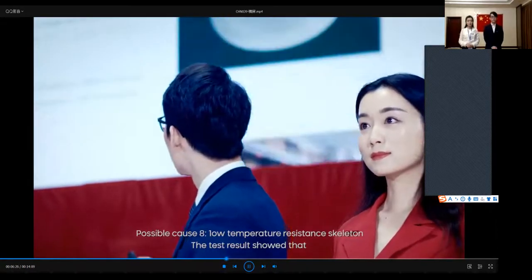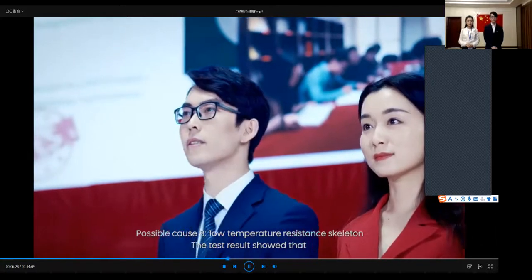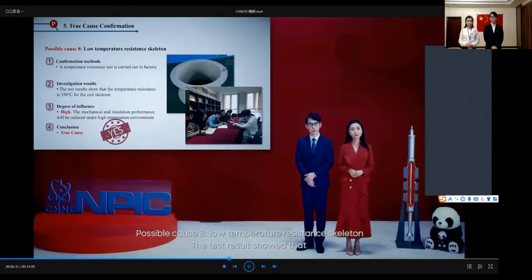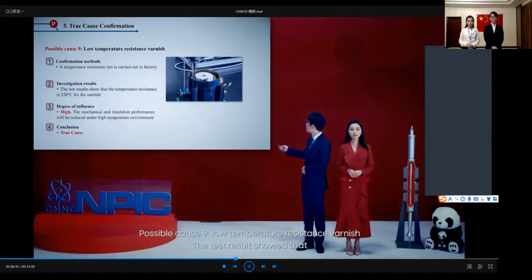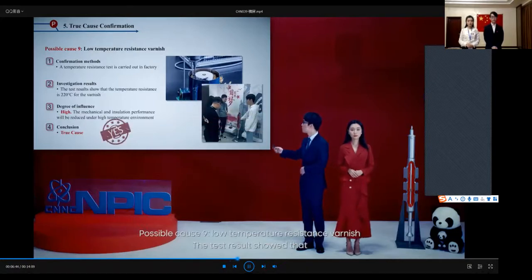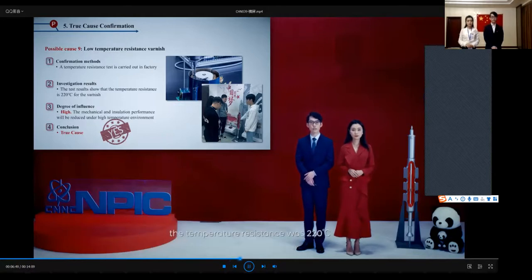Possible cause 8. Low temperature resistance skeleton. The test result shows that the temperature resistance was 350 degrees centigrade, which has great influence on the coil, so it's a true cause. Possible cause 9. Low temperature resistance varnish. The test result shows that the temperature resistance was 220 degrees centigrade for the varnish and had great influence on the coil, so it's a true cause too.